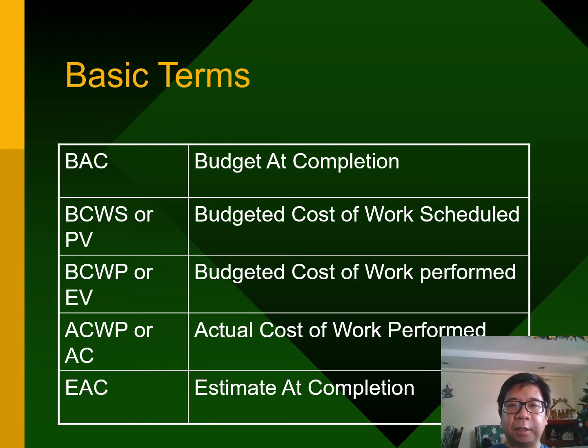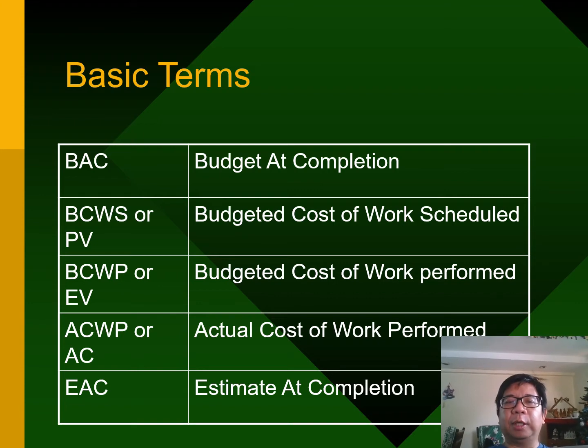First one is BAC, which is budget at completion. The second one is BCWS or PV. BCWS means budgeted cost of work that was scheduled, or another term when you look at newer versions, it will be called PV or planned value. The third one is BCWP, which is budgeted cost of the work that you actually did or work performed. Newer books call it EV, which is your earned value.